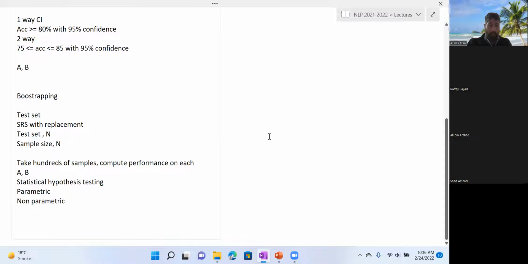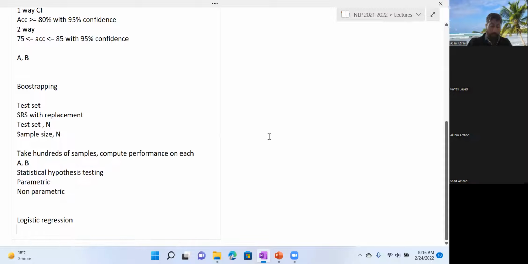So let's now move on to logistic regression. Logistic regression is a classifier. Of course, you see the name regression there, and it will become clear why it's called regression, but it's actually a classifier. First of all, it's a probabilistic classifier.